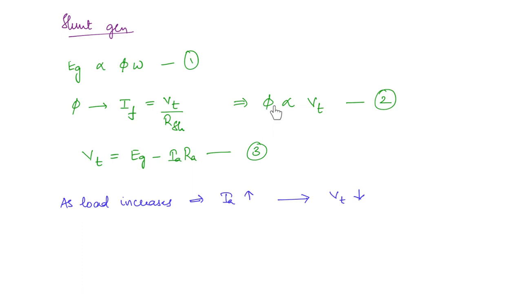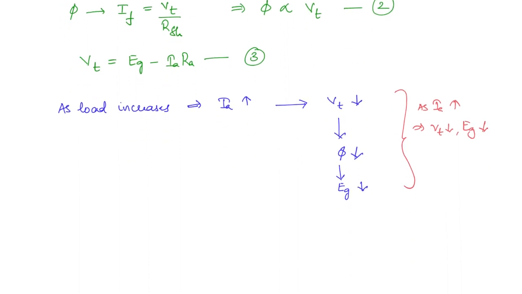From equation 2 you can see that field flux will reduce, right? So you can write here field flux is going to reduce. If field flux reduces, then what is the resultant? The generated EMF is also going to reduce. So as load increases, the terminal voltage is reducing as well as the internal voltage, okay? This is one relationship. As Ia increases, Vt as well as Eg decreases.